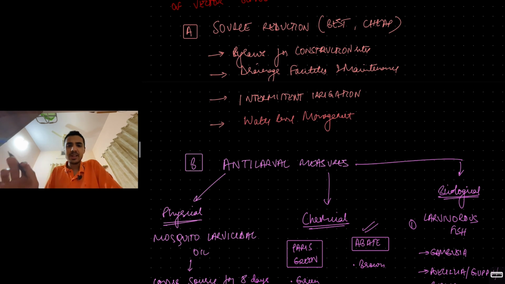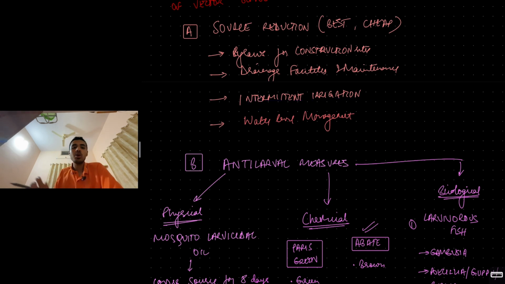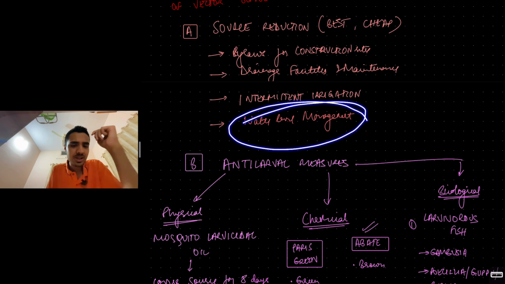Cheapest method, best method. So you'll put certain bylaws for construction sites. When you're constructing high-rise buildings, you should not let too much stagnant water be there. You should drain out all the excess water, etc. Then you'll maintain drainage facilities, you'll improve drainage so that there's no standing drainage water. You'll advise farmers to do intermittent irrigation so that they don't irrigate a large amount of water at once, so that it will not be standing water. Then again, mosquitoes will breed. Basically, water level management. This is source reduction. This is the best method.